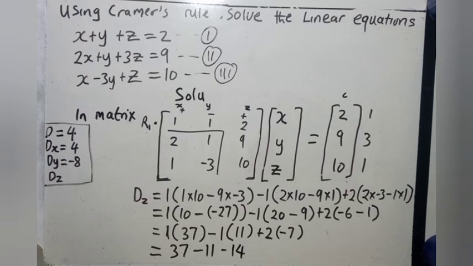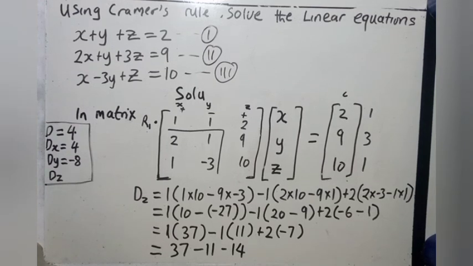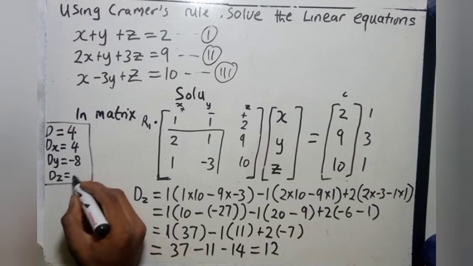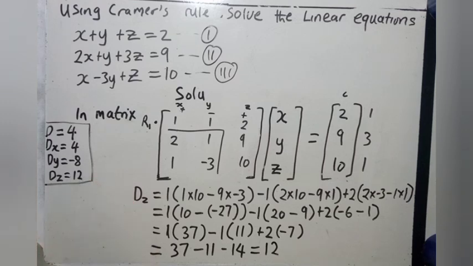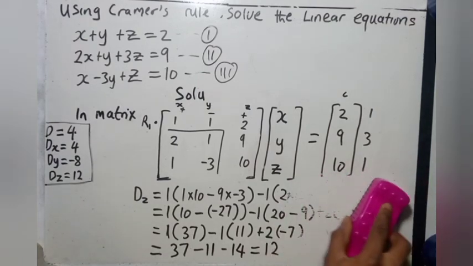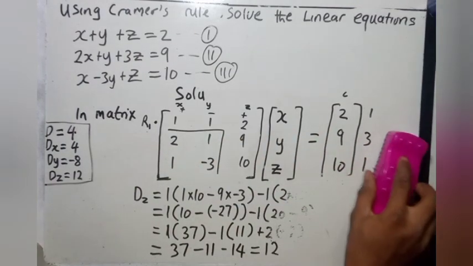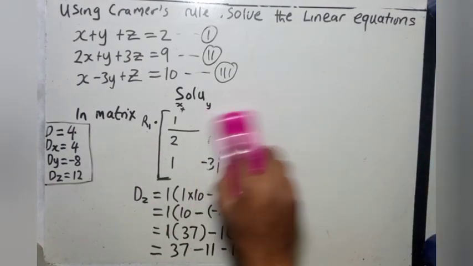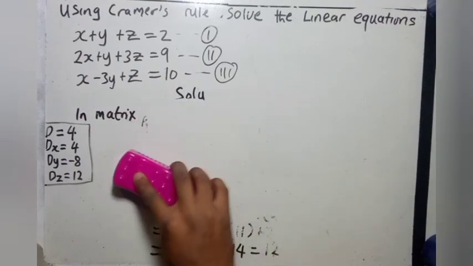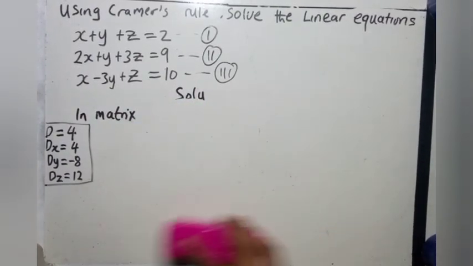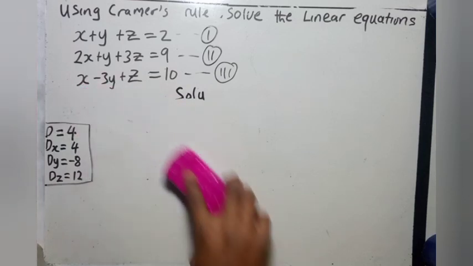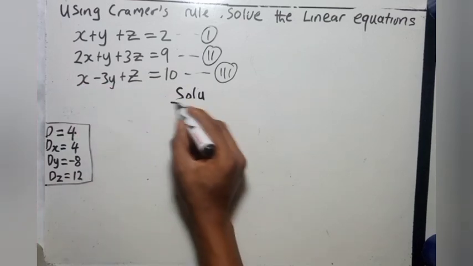Now the calculator can get the answer. My calculator says that the answer is what? 12. So our dz is what? 12. Now we have no other use again for the matrix. We have gotten the 4 determinants that we need. They are the main things. So that's our focus now. The determinant that we wanted, we have gotten it.